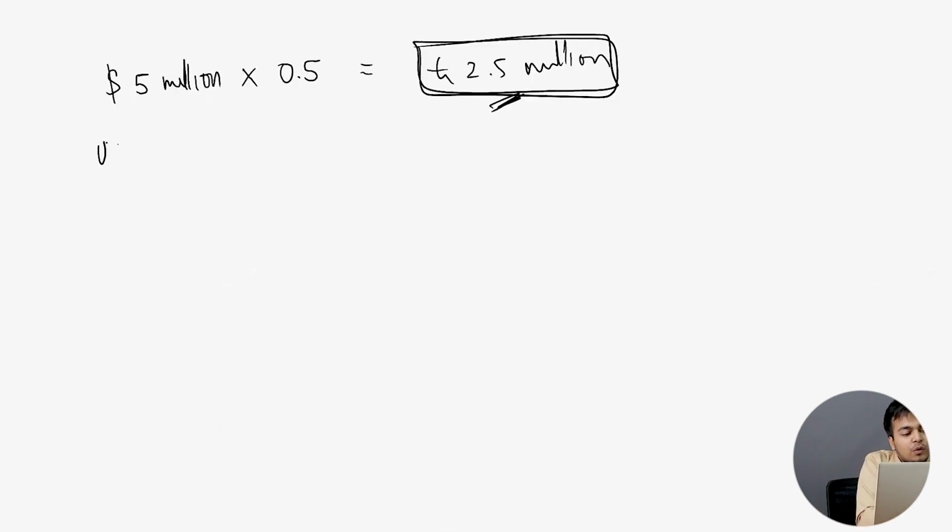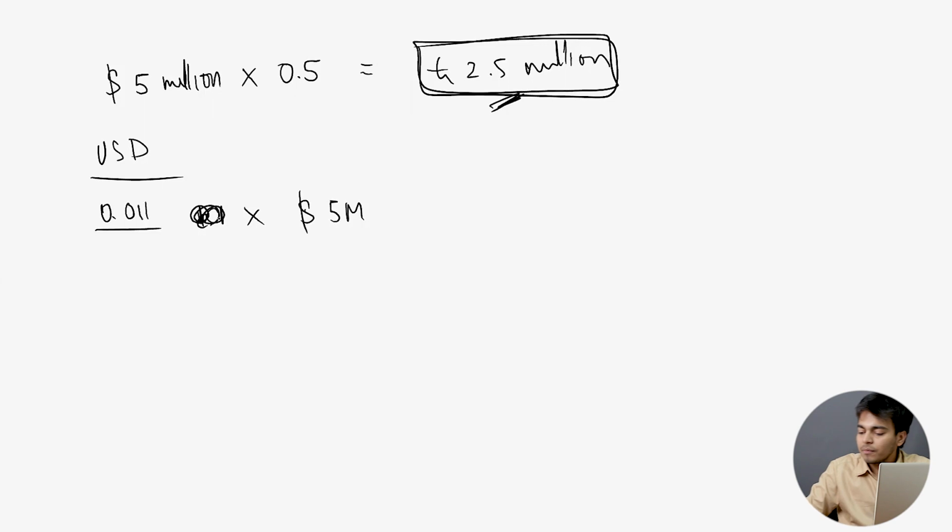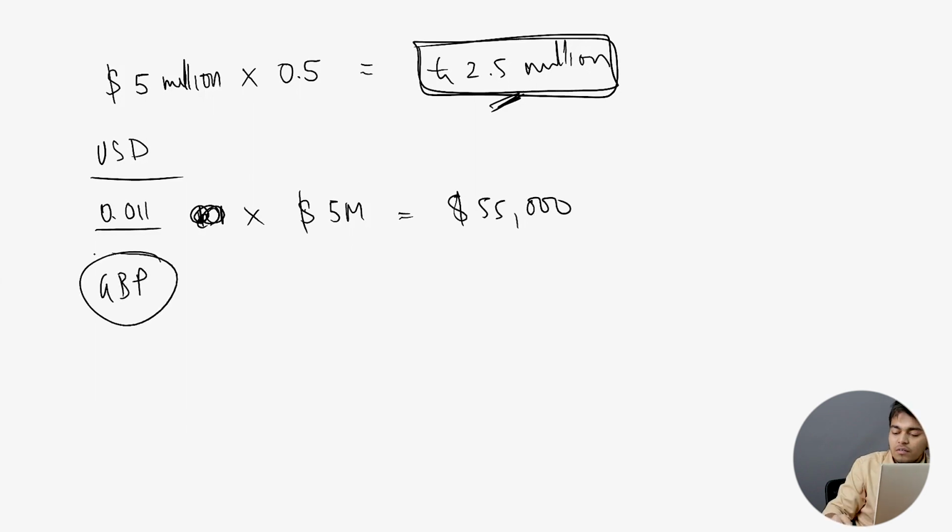Alright, so for USD it would be 1.1% multiplied by 5 million. So when we do 1.1%, basically what we are doing is 0.011 into 5 million. So 5 million into 0.011. That would be 55,000. Alright, so $55,000.